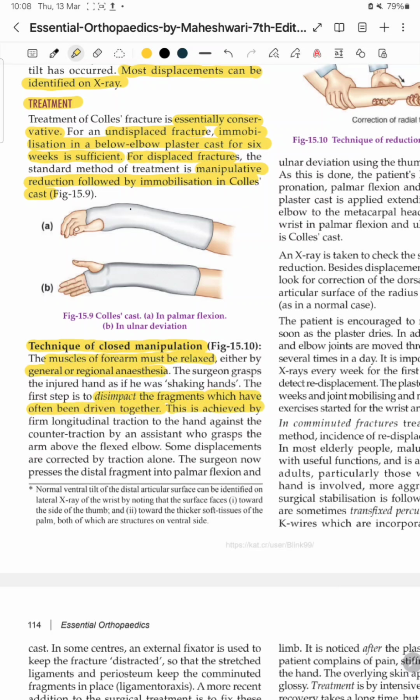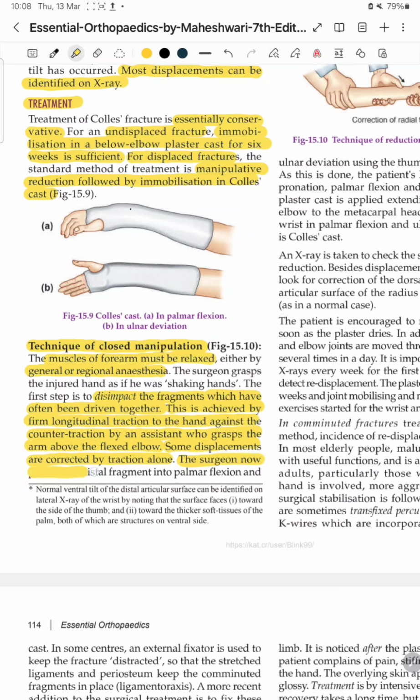This is achieved by longitudinal traction given by the surgeon against the counter traction by the assistant who grasps the arm above the flexed elbow. Some displacements are even corrected by the traction alone.